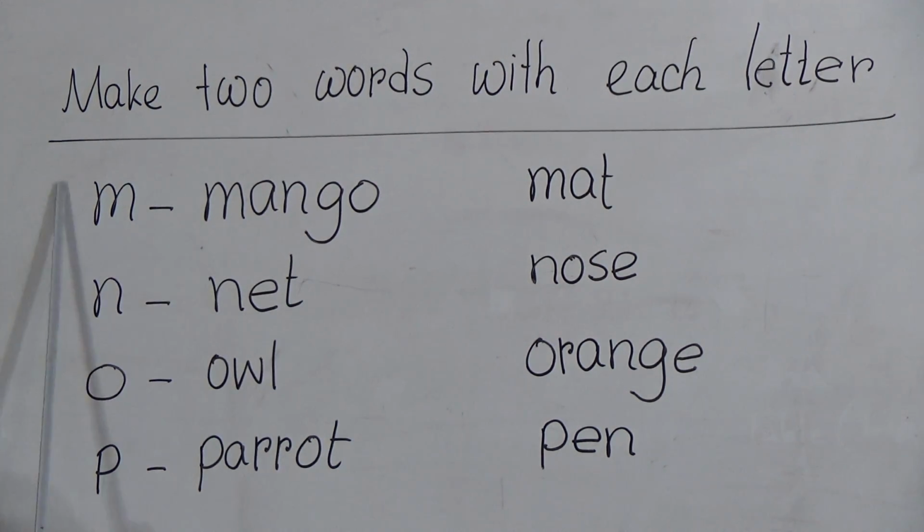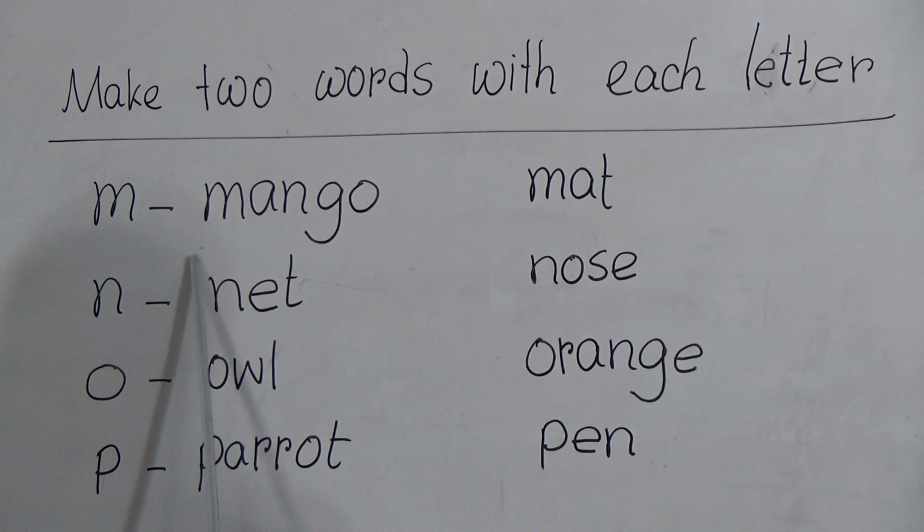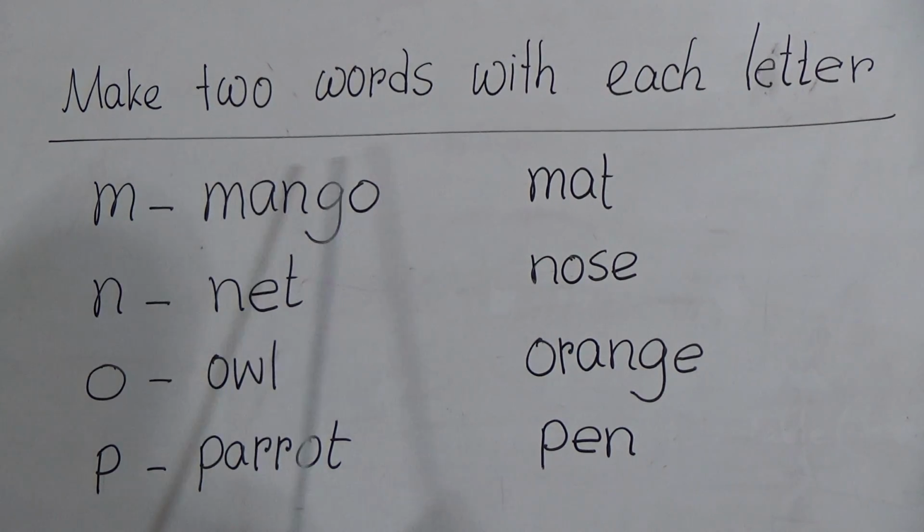So students, I'm repeating today's lesson again, that make two words with each letter. At first M for mango and mat, N for net and nose, O for owl and O for orange, and the last one P for parrot and P for pen.